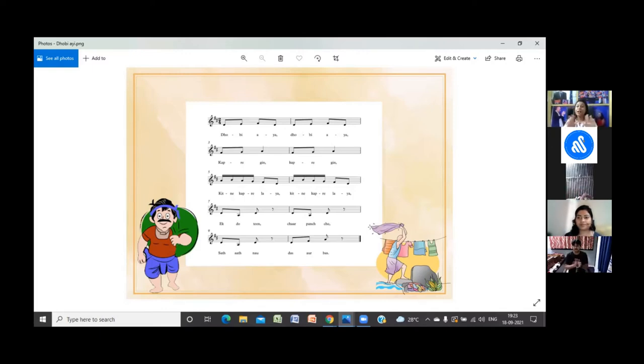Gobi aya. Gobi aaya, kapde gin, kitne kapde laaya, ek, do, tin, char, paanch, chh, saat, aath, nau, das, aur bas. One more time. One more time. Dhobi aaya, dhobi aaya, kapde gin, kitne kapde laaya, kitne kapde laaya, ek do teen, char paanch che, saat aath nau, das aur baas.